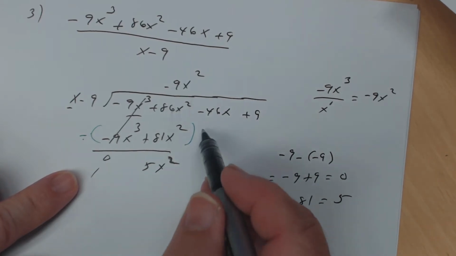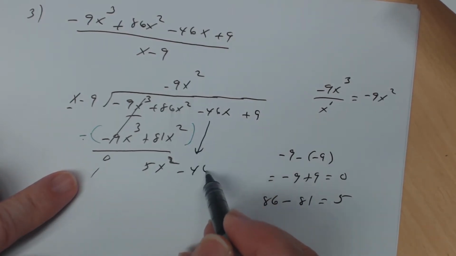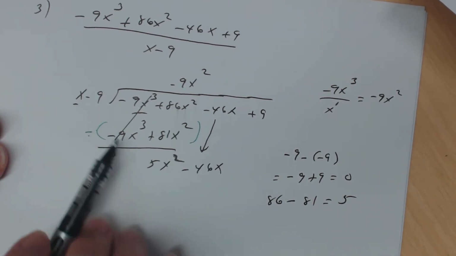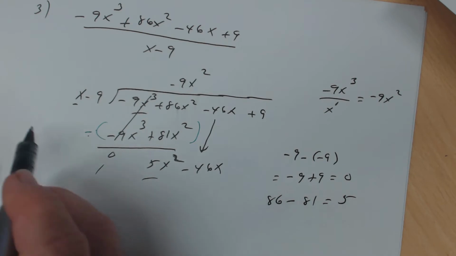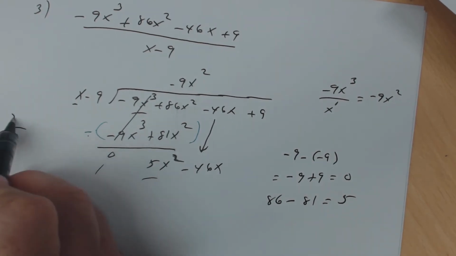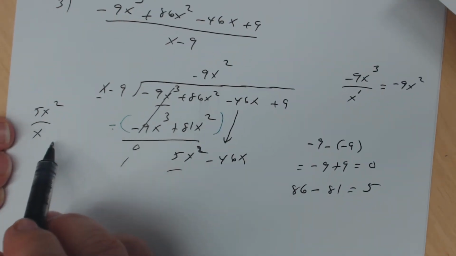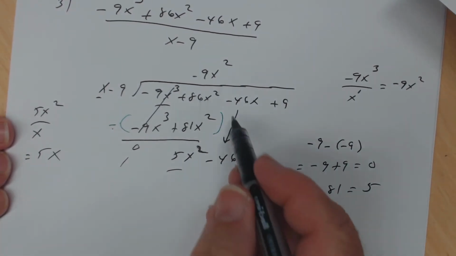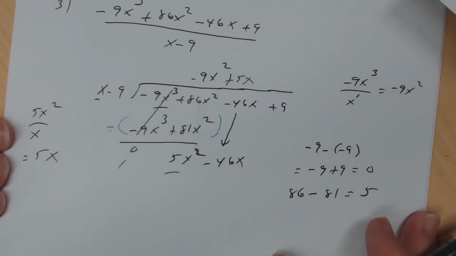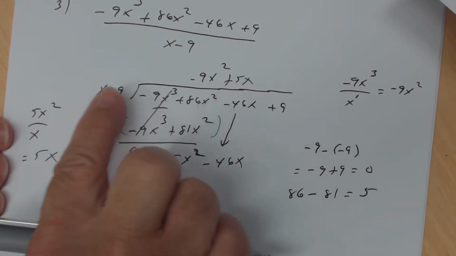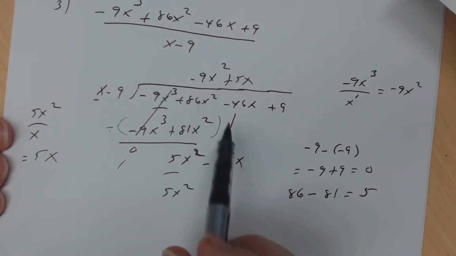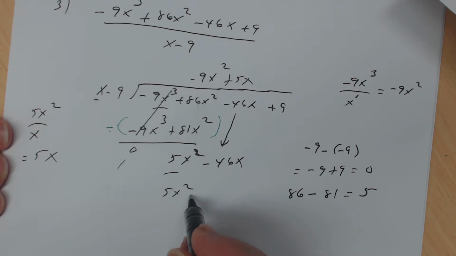Okay? Now bring down the next term, so minus 46x. And then you do the process all over again. Now in the second group, first into first. So you're saying x into 5x squared. So x into 5x squared is just 5x. So that goes here, plus 5x. And now you're going to say 5x times all of this. So 5x times x is 5x squared. 5x times a negative 9 is a negative 45x.